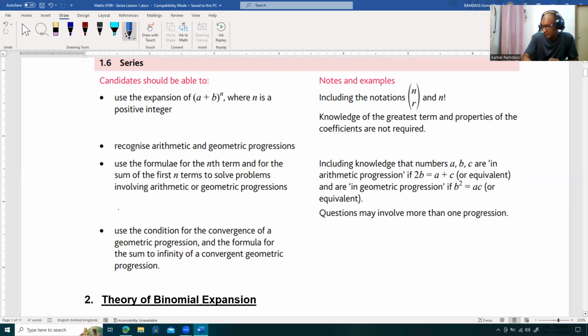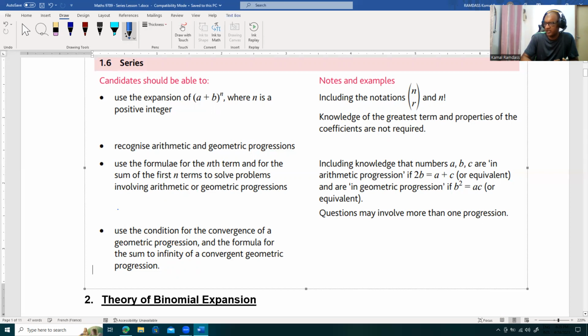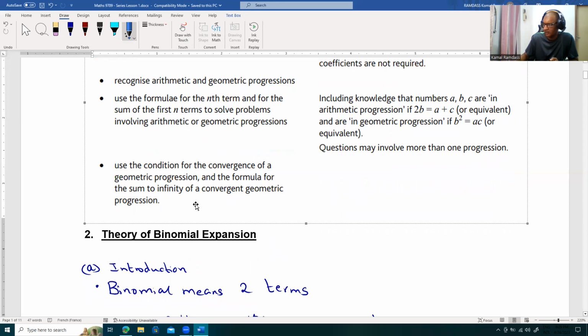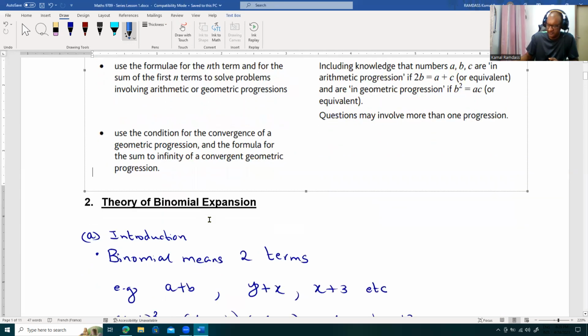Maintenant, troisième thème, c'est Geometric Progression et associated formula, formula for the nth term and formula for the sum of the first n terms. Aussi, la condition for convergence of a geometric progression, and the formula for the sum to infinity of a convergent geometric progression. Nous pouvons voir ça après dans le cours, comment expliquer c'est quoi une convergence of a geometric progression et c'est quoi the formula for the sum to infinity of a convergent geometric progression.